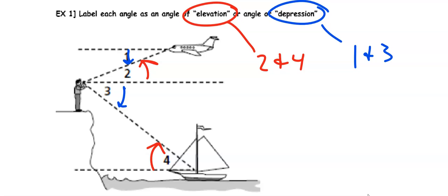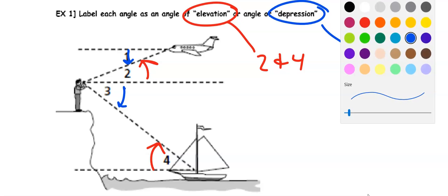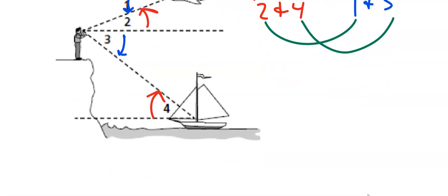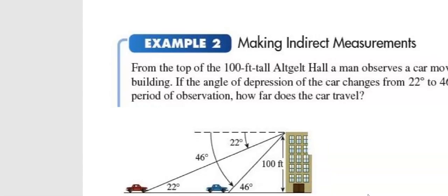Now, as you can see, 1 and 2 are exactly the same because of alternate interior angles like you learned about in geometry, just like 3 and 4 are exactly the same because of that same alternate interior angle. Sorry, I didn't get enough sleep. I apologize. I don't mean to yawn because you guys hate it when I do that in videos.